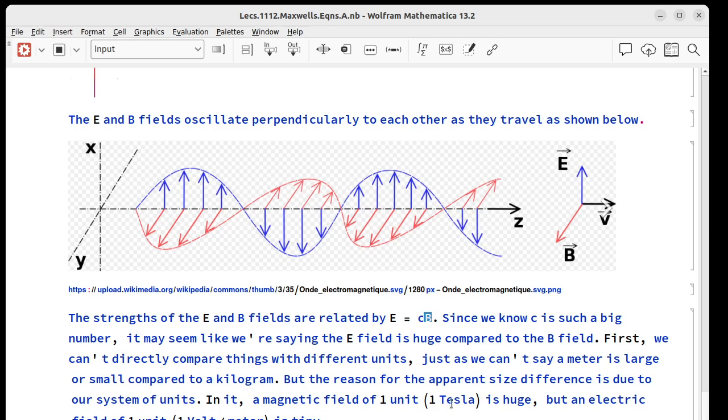In the metric system, 1 unit of magnetic field, 1 Tesla, is a very large magnetic field, but 1 unit of electric field, 1 volt per meter, is tiny. So that's the reason we have this factor that connects the two.